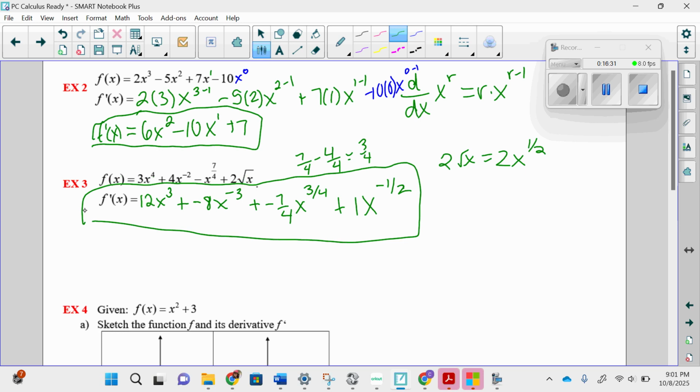Notice you do not have to have a polynomial, because f of x is not technically a polynomial since we have rational exponents and negative exponents. So anything that fits that form of x to the power of r, or x to the power of anything, we could use the power rule for.